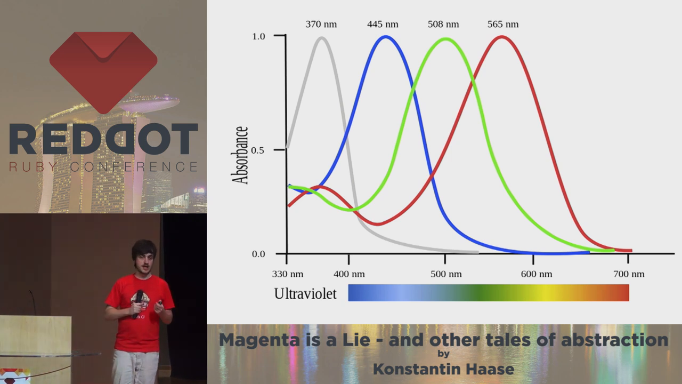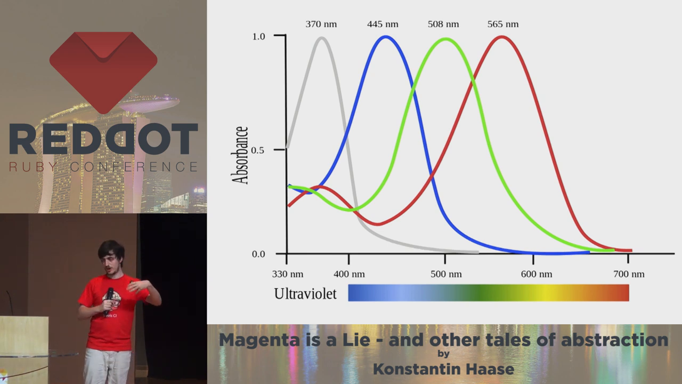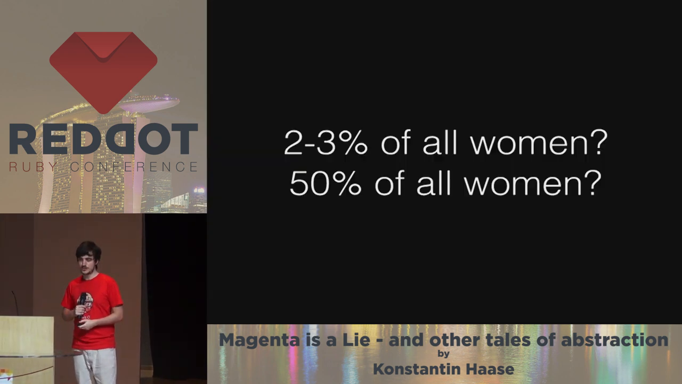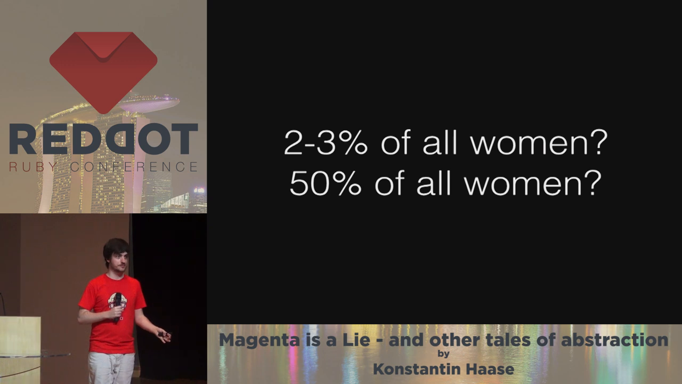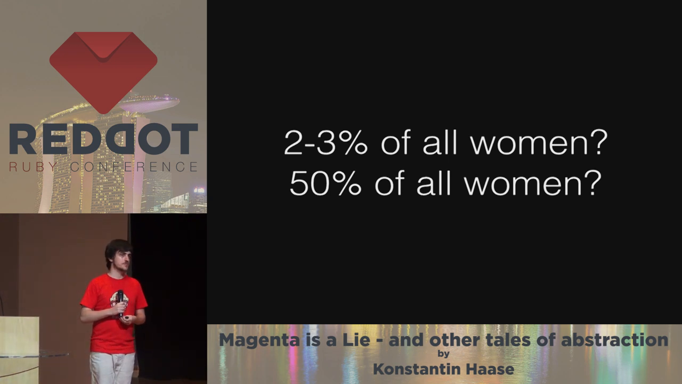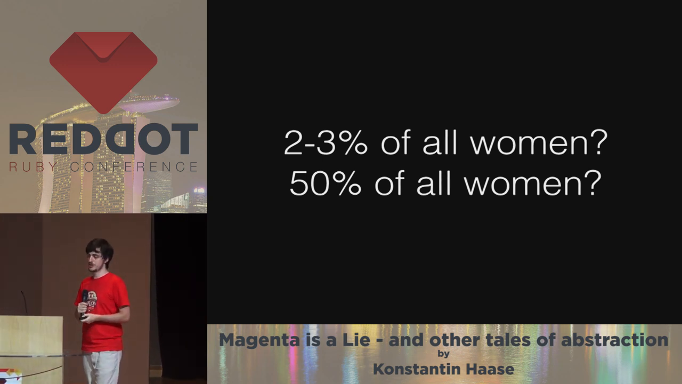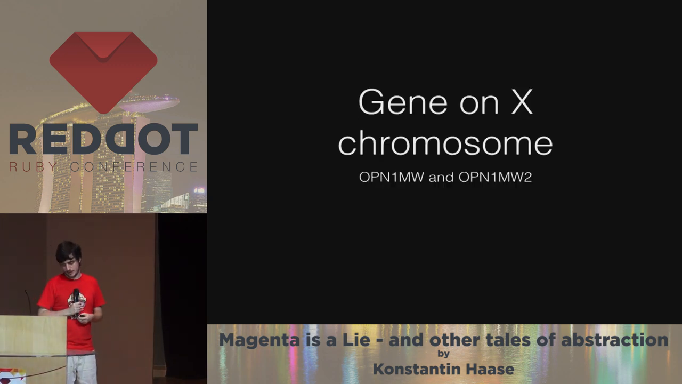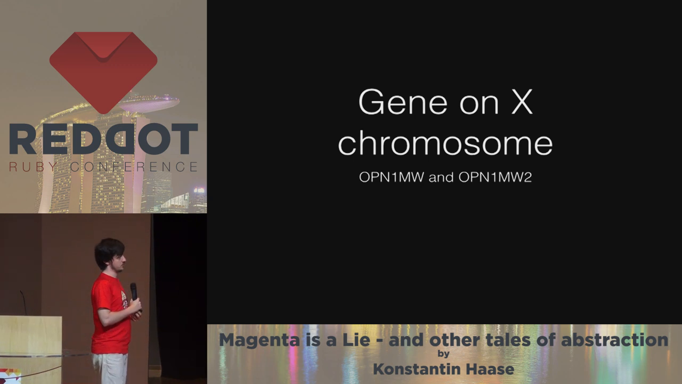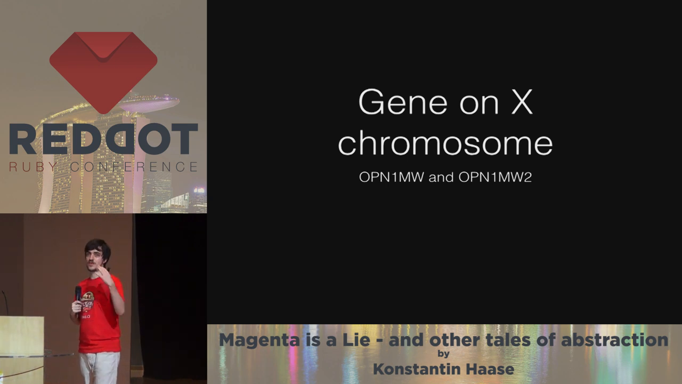some women have four different color cones. And because there's no large data set on that, the estimates are that it's either 2 to 3% of all women or 50% of all women. What's pretty sure is nearly all men have three color cones. And that is because of the genes. Color cones are inherited on the X chromosome. So you can get three per chromosome. So if you have one Y chromosome and one X chromosome, you can have three maximum.